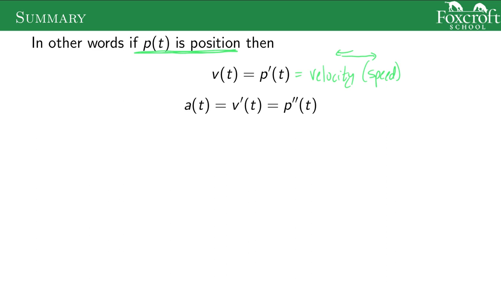Speed's always positive. And if I take the derivative of velocity, which is also the second derivative of position, I get acceleration. So which direction am I trying to go? Am I speeding up one way or slowing down another way?